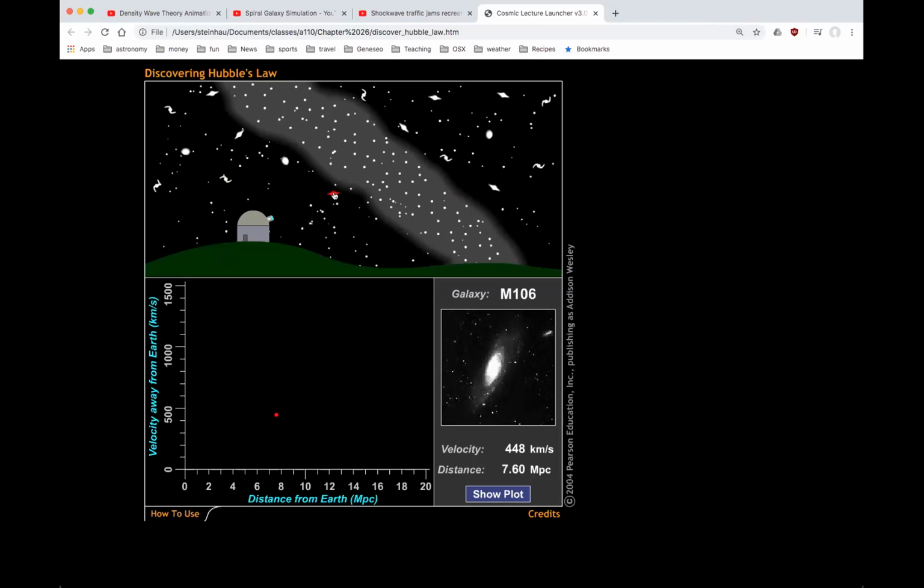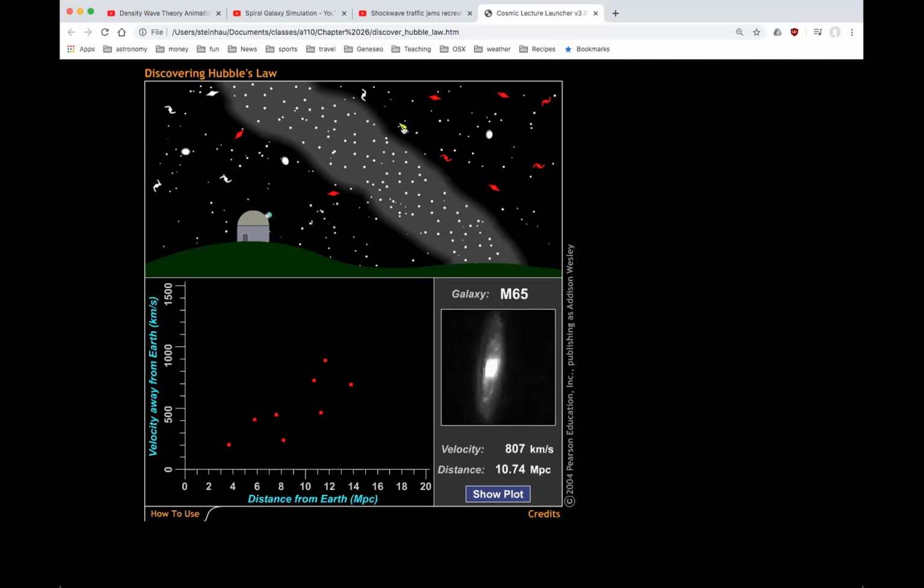There it is. There's M106, a nice, beautiful spiral galaxy. Here's M108, another spiral galaxy, a little further away, moving away from us a little bit faster. Pretty fast. Look at these numbers: 695 kilometers per second. That's really fast. Here's M64. Here's M66. Here's M82. It's pretty close by. M98. And something interesting happens here.